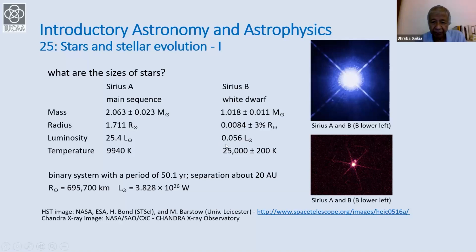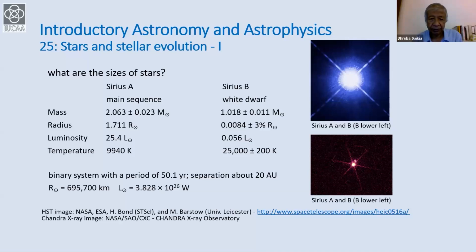But Sirius B, although it is very hot, its radius is extremely small, and that is why the luminosity is very low. L is equal to 4 pi r squared T to the power of 4. Although T is high, the extremely small radius makes it less luminous.